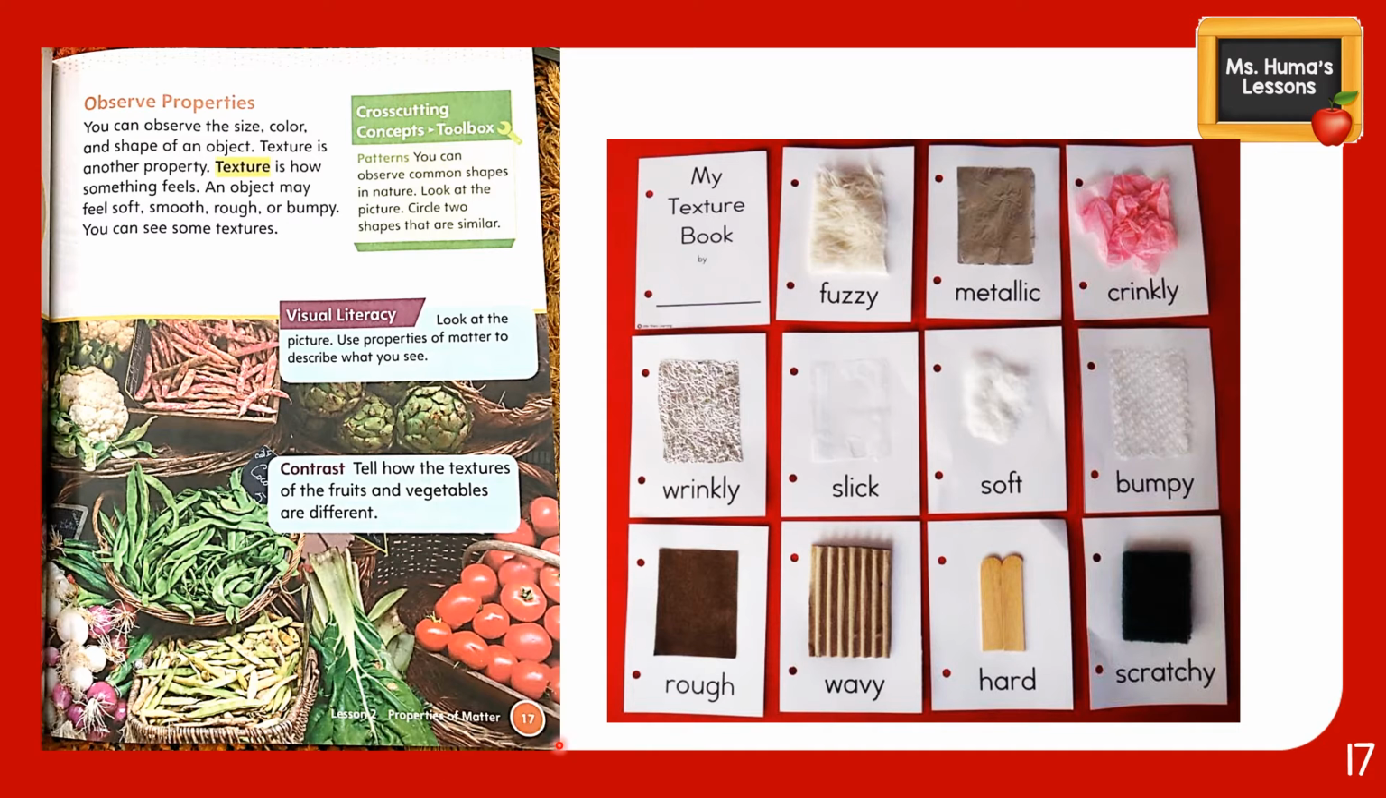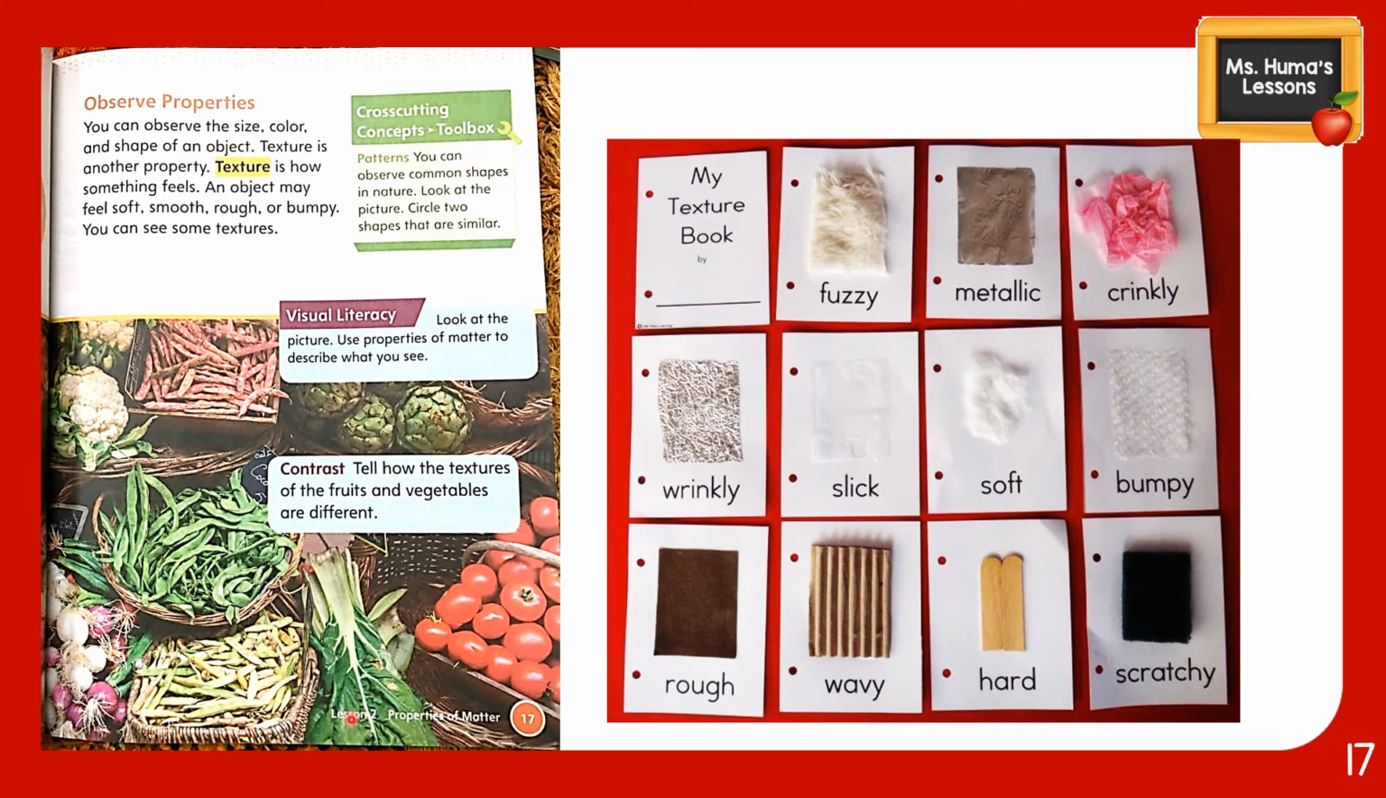Okay, let's turn to page number 17. Scientists not only measure the properties of objects, they also observe. And how do we observe the properties of matter? By looking at it with our eyes, by touching with our hand. We can even smell with our nose. We have to use our different senses to observe the properties of different objects.